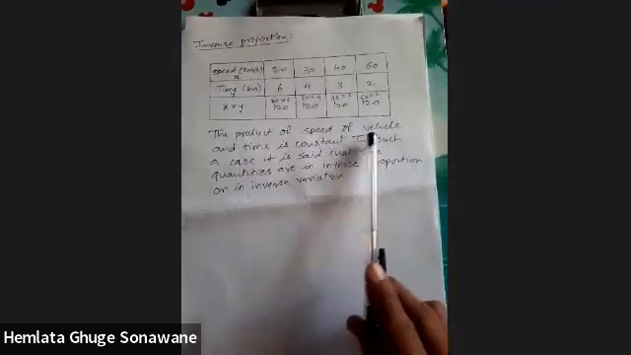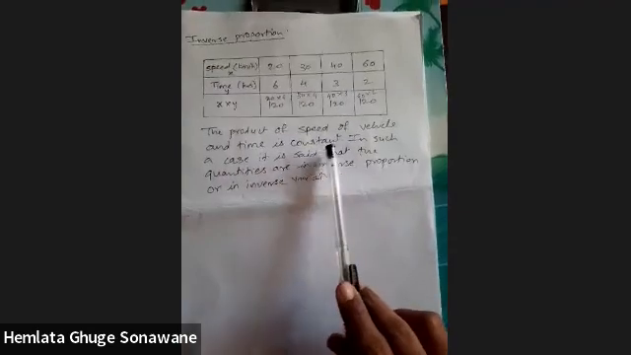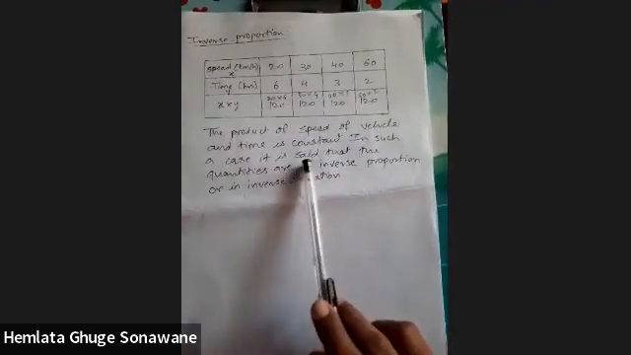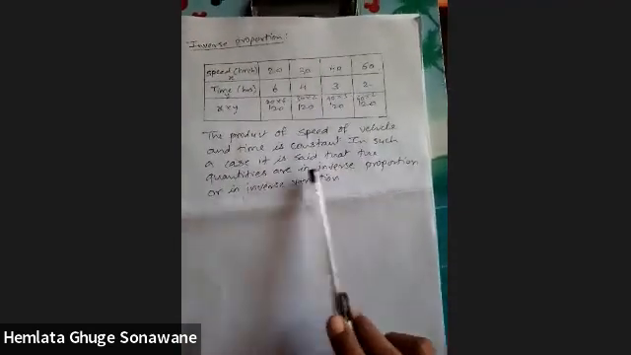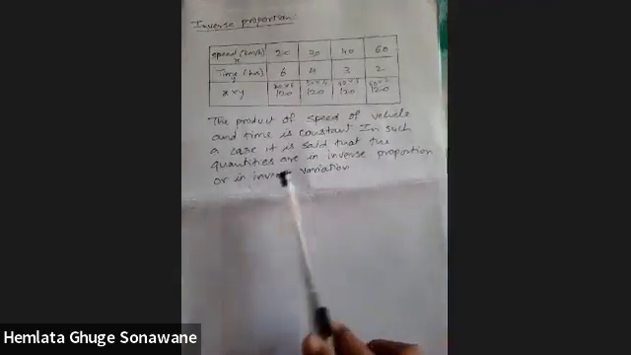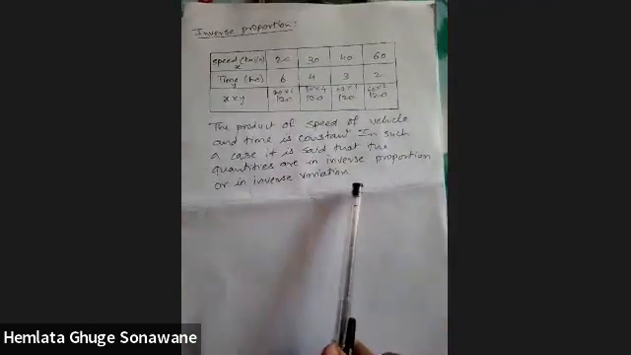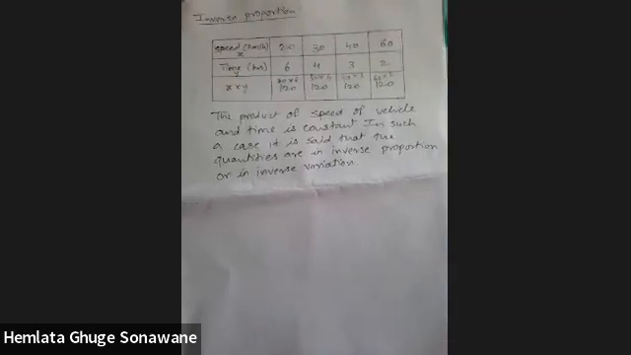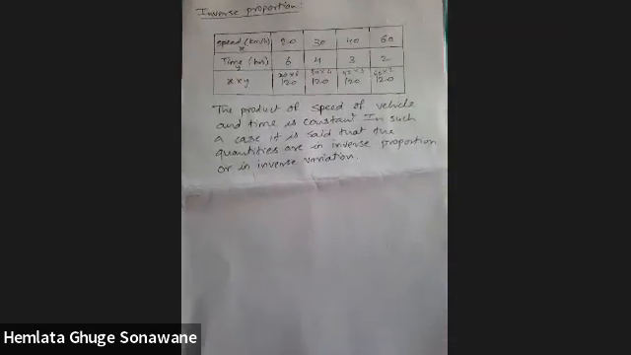Okay, that is, the product of the speed of the vehicle and time is constant. In such a case, it is said that the quantities are in inverse proportion or in inverse variation. Just go through this.